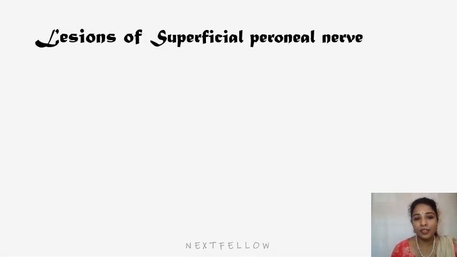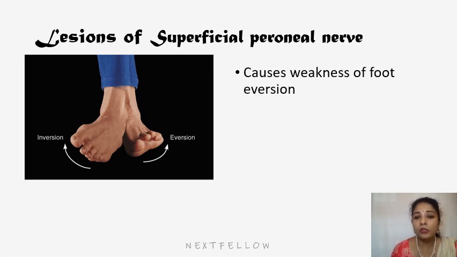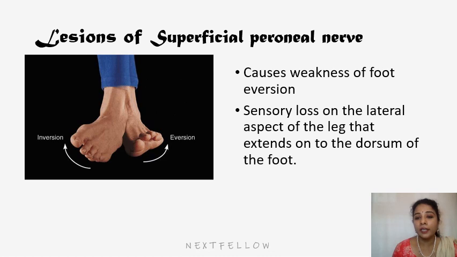Let's talk about the clinical aspects of the superficial peroneal nerve. A lesion to the superficial peroneal or superficial fibular nerve causes weakness of foot eversion. The person won't be able to do eversion, the outward movement of the foot, and there will also be sensory loss on the lateral aspect of the leg, extending along the dorsum of the foot except the lateral side of the foot and the first web space. The rest of the dorsum, we know, is supplied by the superficial peroneal nerve.